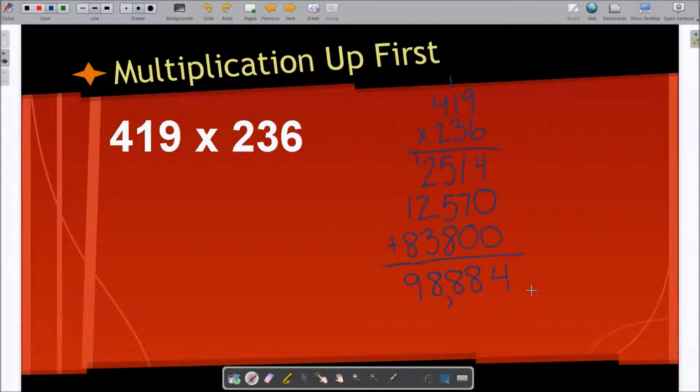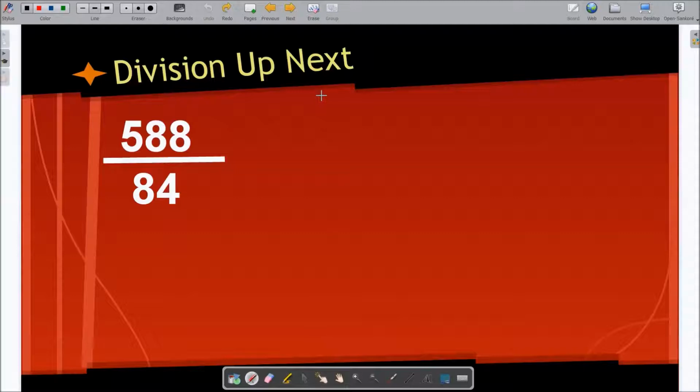98,884. Now we're going to work on division. What I want you to notice right now is this, the way it's written, to most of you this looks like a fraction. But a fraction is just another way to write a division problem. In fact, this line right here, the fraction slash as some people call it, is literally just a division symbol. This can be read as 588 divided by 84. So I'm going to set up the division problem. 588 goes inside my division, 84 goes on the outside.